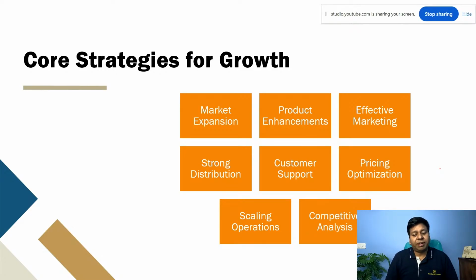So effective scaling operations, not only the cloud, because there is a lot of work related to it. Because if you see, we talked about the market expansion, right? If we are expanding the market, we need to increase our marketing operations, product enhancement, effective marketing, everything. If you see, we need to scale our operation in the growth phase.